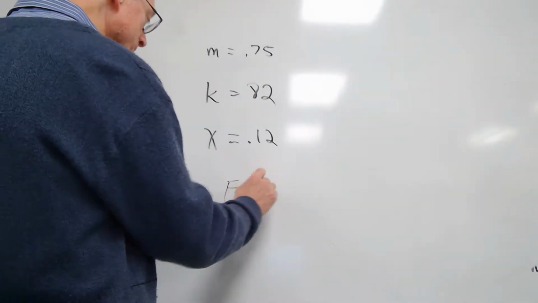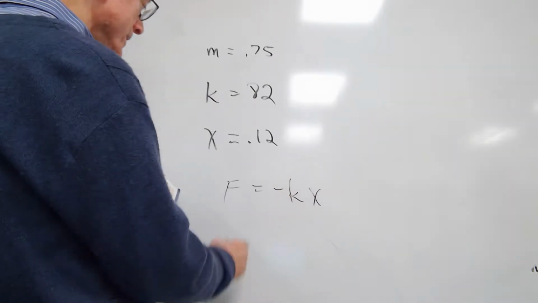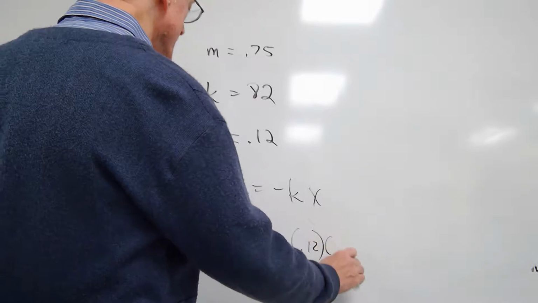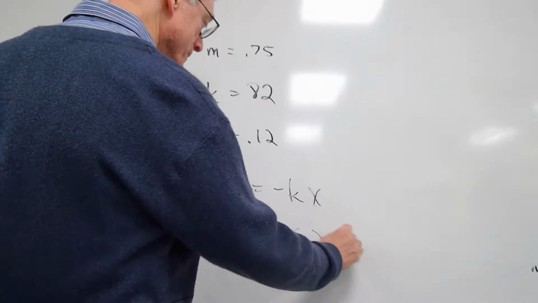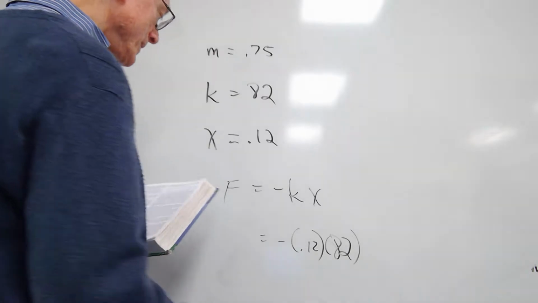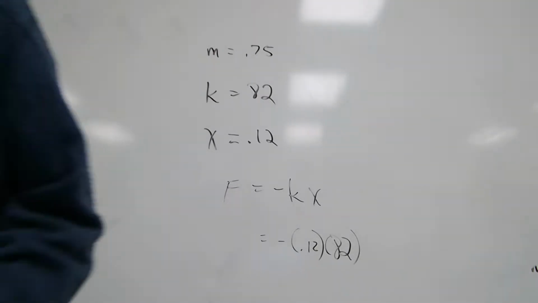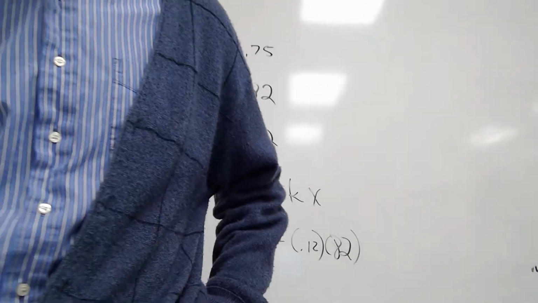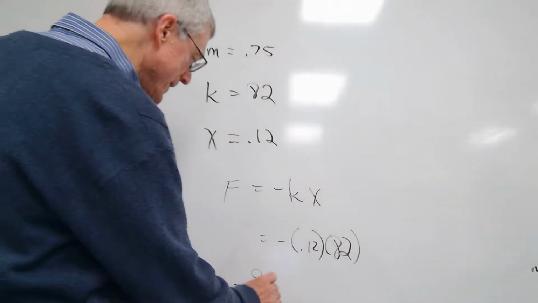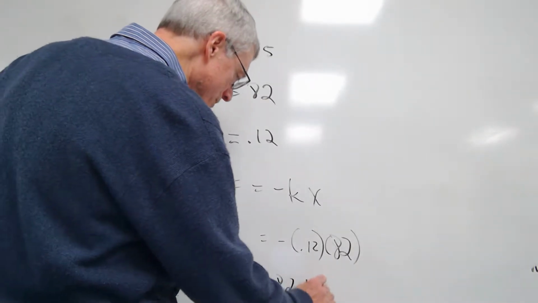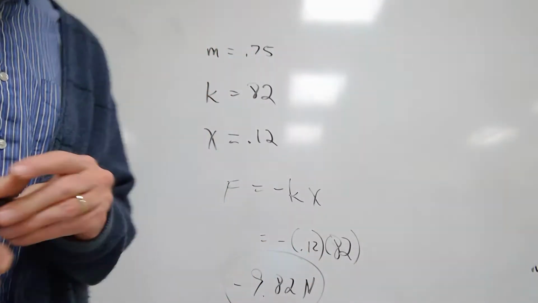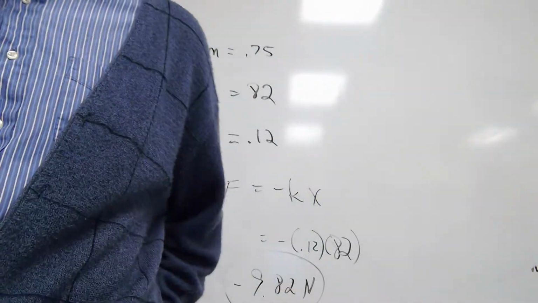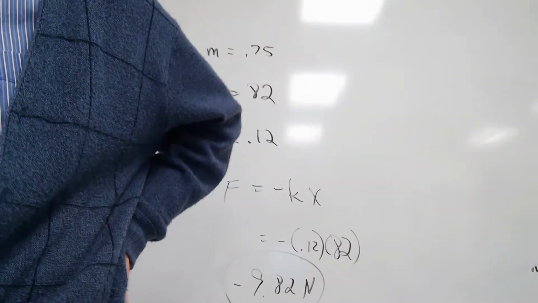Well, that's going to be F is equal to negative kx. And the question is the force, so that would be 0.12 times the k, 82. K times X. And that will come out to be 9.84 newtons. Technically, it's negative 9.84 newtons. If you left off the negative, I don't think that would matter. Here, it's just how many newtons of force is the spring applying. It is pulling it back in the negative direction. So that's the reason for the negative.